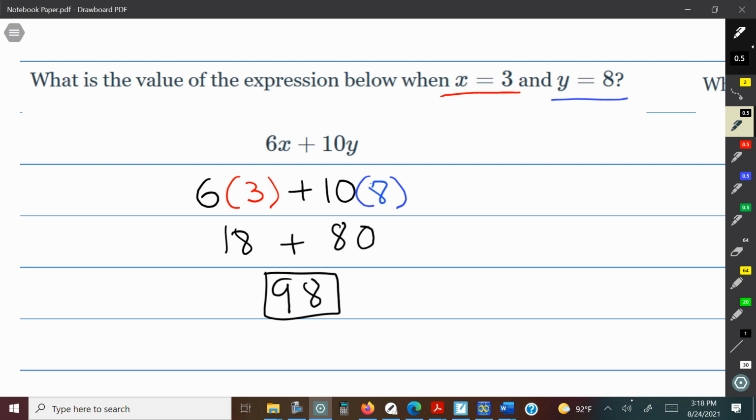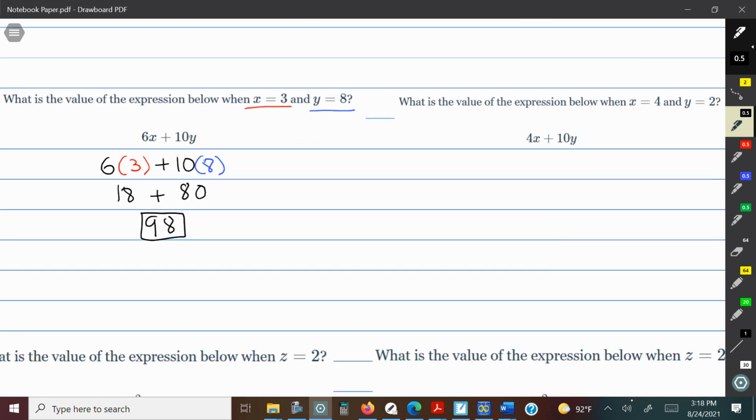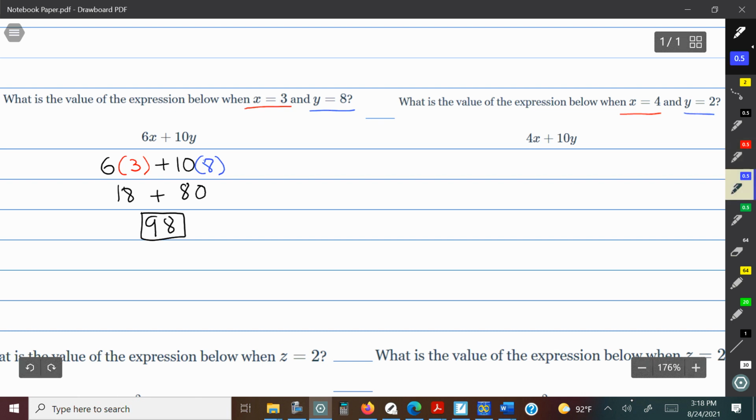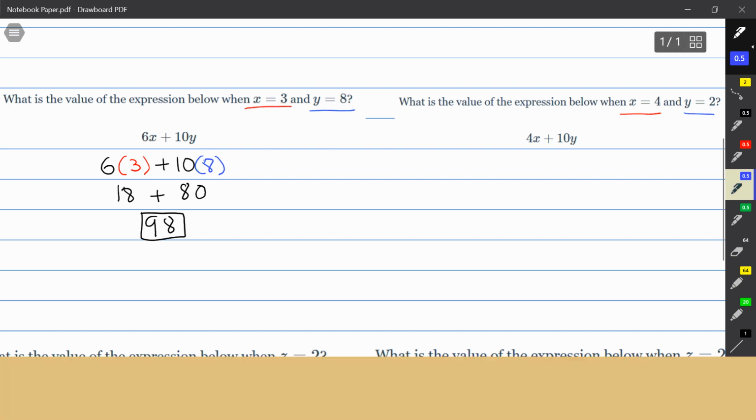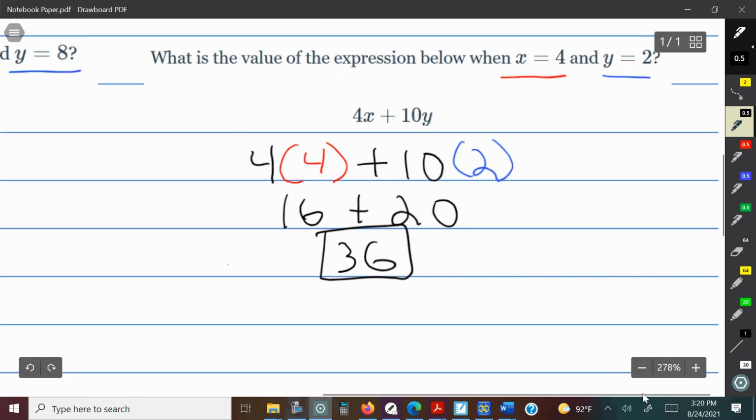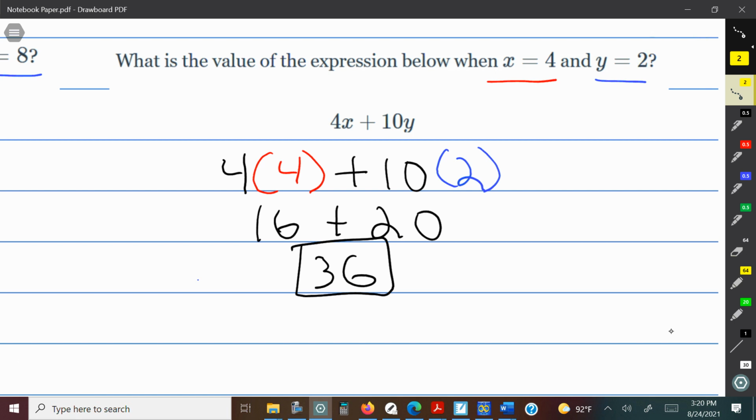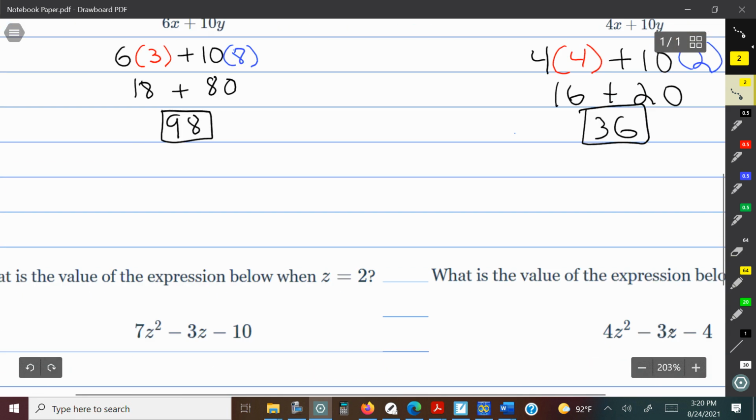All right, go ahead and pause the video here and see if you can solve this one over here. And if you do have different colors, you could put red for x and blue for y. All right, I'm gonna zoom in here, and you should get 36. 4 times 4 is 16, and 2 times 10 is 20. Add that together, you get 36. All right, let's take a look at our last two problems here.